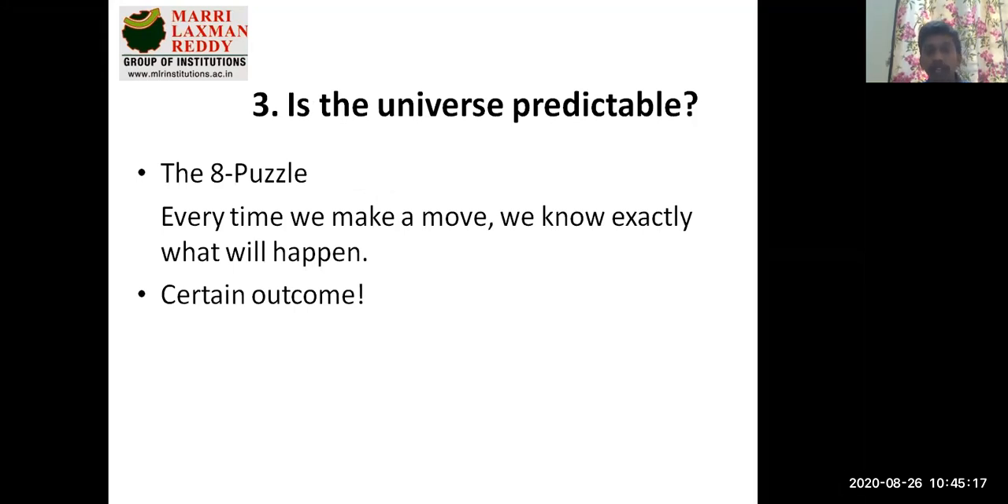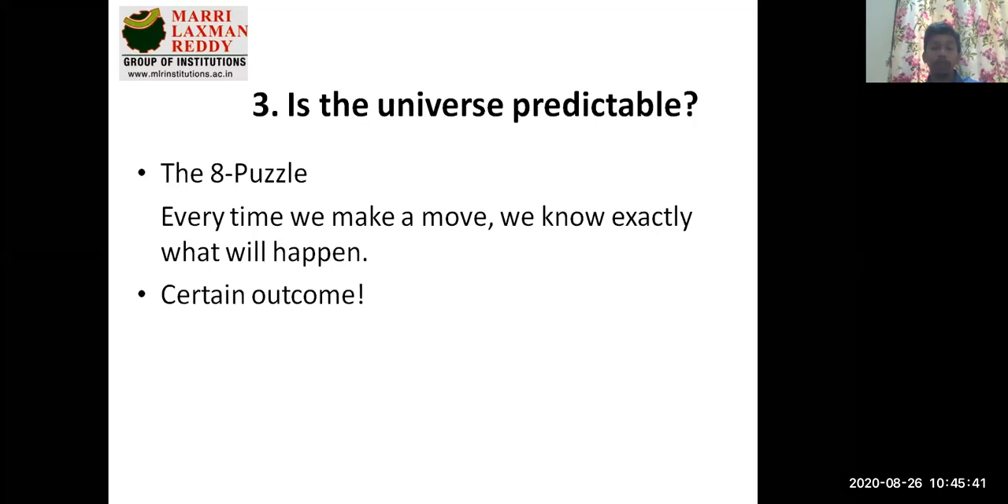Yeah. So moving on to the next one, is the universe predictable? Every time we make a move in an 8 puzzle game, we know exactly what will happen. Suppose I am playing that game, if I move from one box to another box, I also have in mind what is next. So I'll try to expect a certain outcome. In the same manner, you need to have a universal understanding of how this problem can be solved. It's not only from your aspect, you need to think universally, like how the solution can be addressed in a number of ways. Then only will the problem you're solving be effective and accepted by everyone.